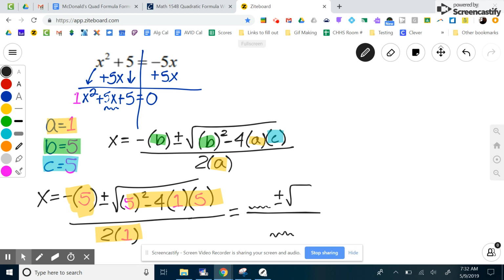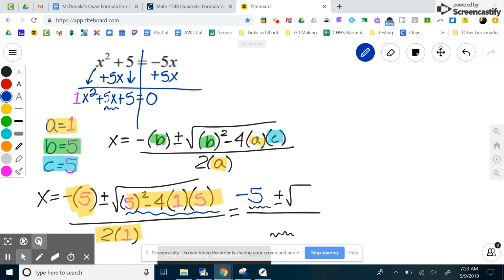The first thing I'm going to do is the opposite of 5, which is negative 5. Next, I've got to type this whole thing into my calculator, so go ahead and pause the video and type it in your calculator. When I typed it in, I got 5. Then I've got to do the bottom: 2 times 1, which gives me 2.